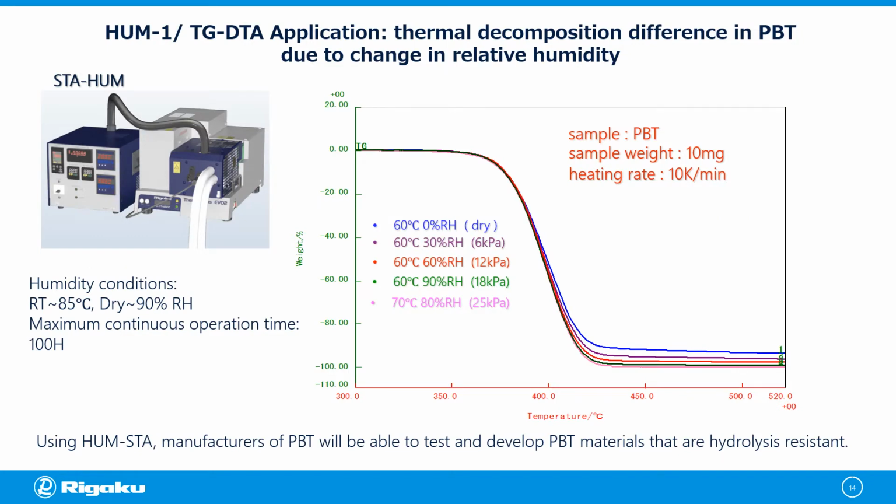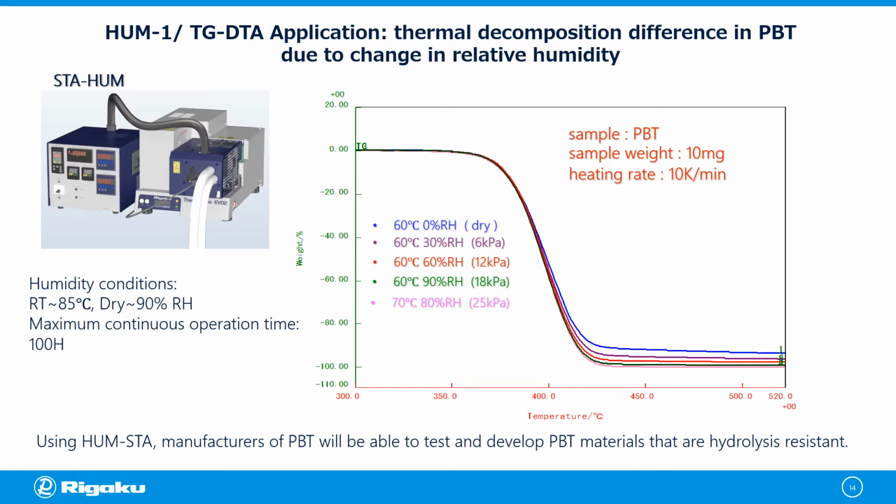Polybutylene terephthalate, or PBT, is used in a wide range of applications such as the automotive industry, electrical or electronic industries, and medical applications. However, this material is sensitive to high moisture combined with high temperature, because this condition can cause hydrolysis in PBT. Here we compare the thermal decomposition of PBT measured under different water vapor concentrations.